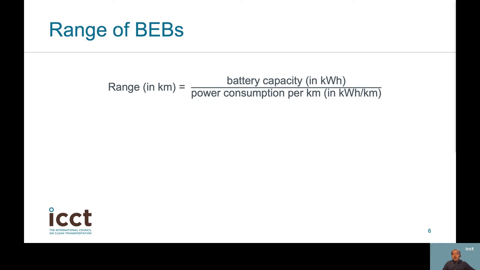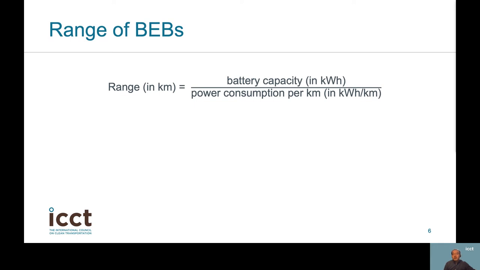The range can be calculated in the simplified equation shown here. The numerator in the equation is the capacity of onboard batteries. The bigger the battery size, the longer the range, while other things are held constant. Battery sizes in turn affect vehicle weight and cost.